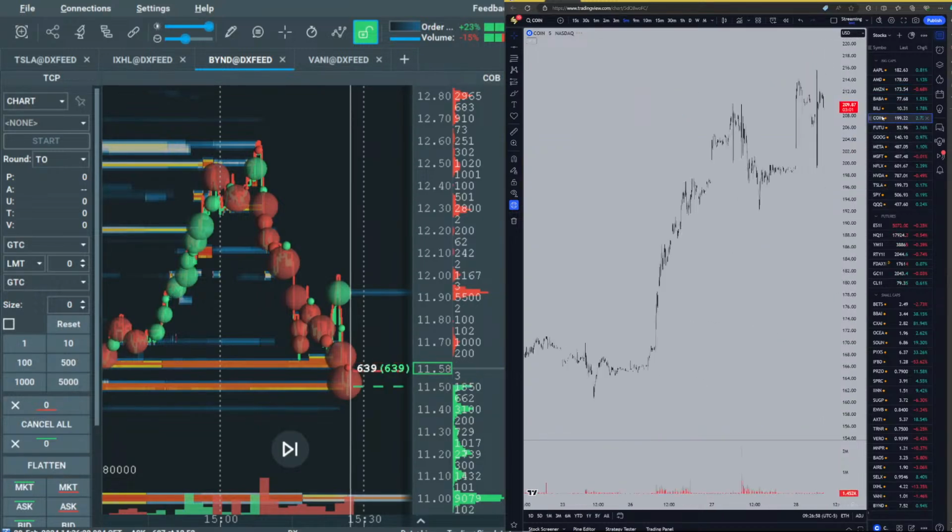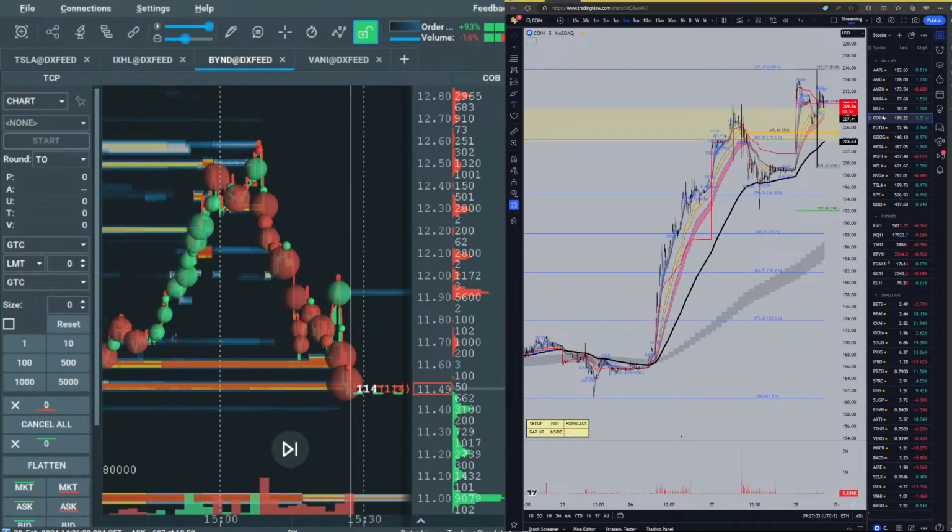Not really long on this. Coin, we're going to look for 214 pop and fail short. So this is going to be essentially the bull trap. Or, okay, or 205s long on dip.